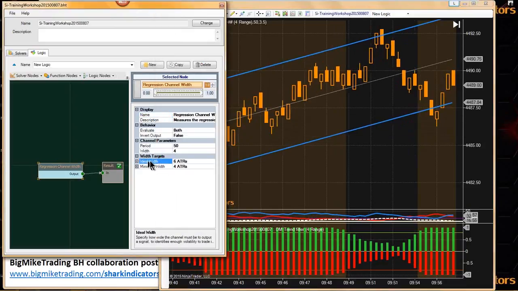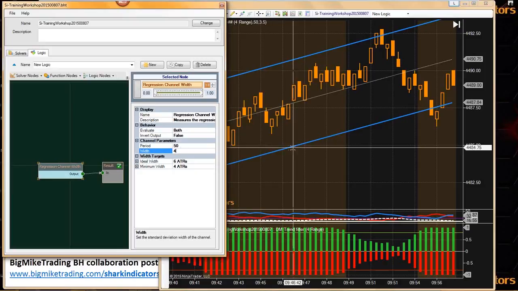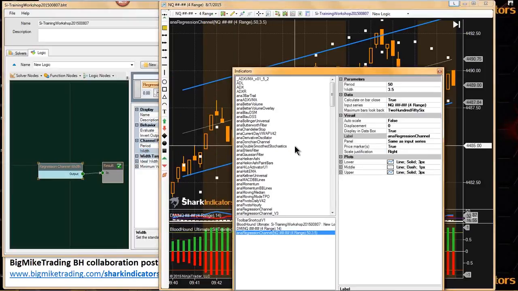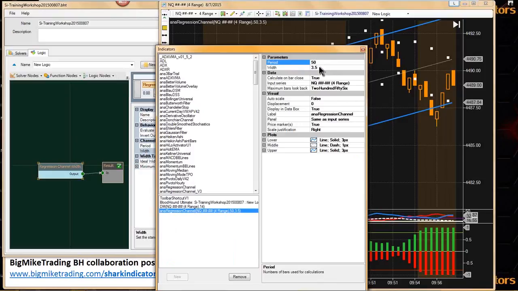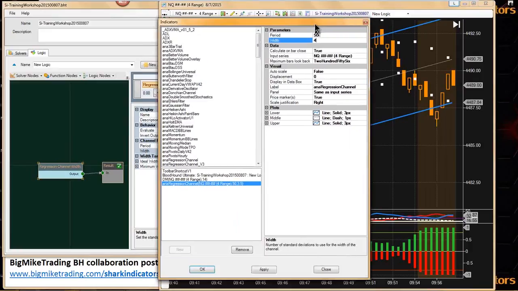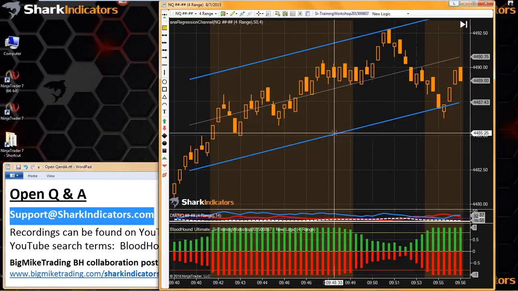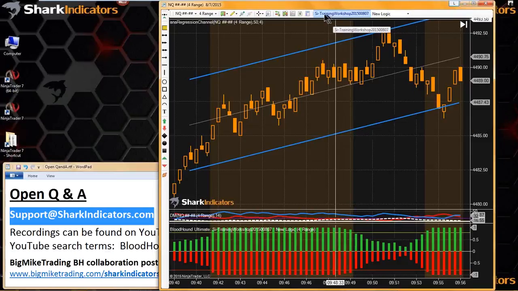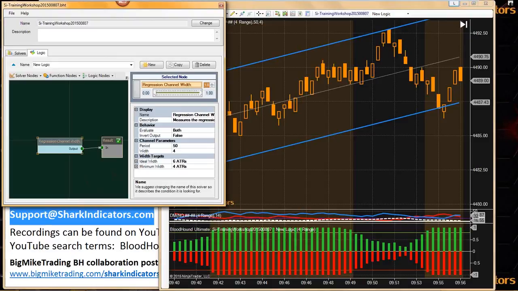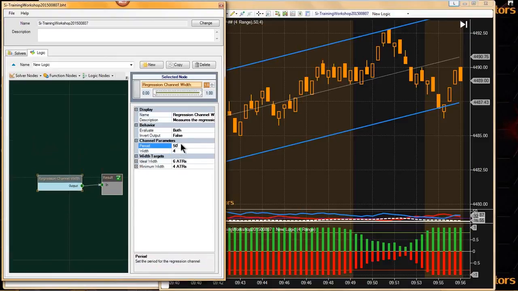The key settings for this solver determine what the regression channel period is going to be, and what the width is going to be. Actually, I should make sure that this is also set to 50 and 4. What's on my chart is 3.5, so I should change that to 4. That way what's on the chart and what's in BloodHound match up a little better. All right, so we have our indicator settings.